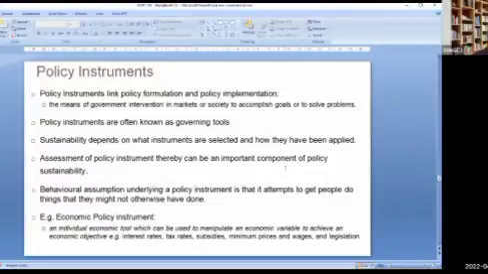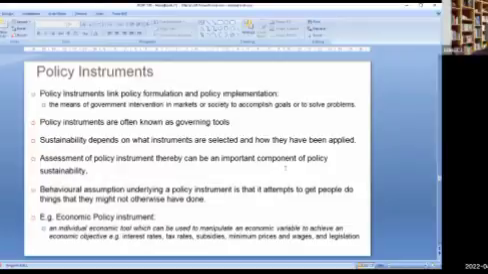The behavioral assumption underlying the policy instrument is that it attempts to get people to do things that they might not otherwise have done. Recall at the beginning of this discussion, we said one key aspect of policy design is that it is directed at people's behavior, and it is not always easy to get people to do what you want. So one of the assumptions underlying the policy instrument is that it attempts to get people to do things they may not want to do.